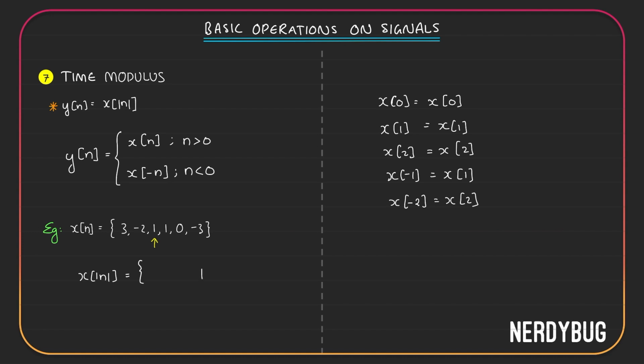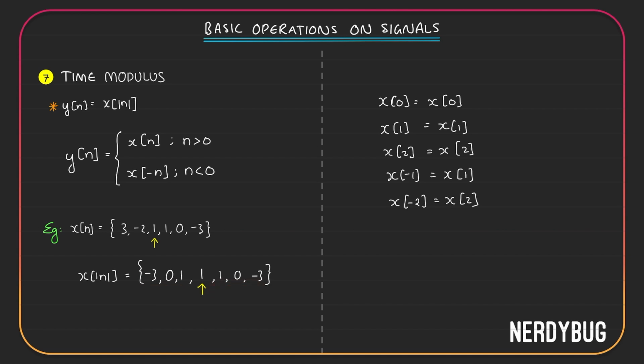Write the signal. We have 1 at the middle. On the right hand side, we have exactly the same. So 1, 0, minus 3. Now x of minus 1 will be x of 1. That is 1. x of minus 2 will be x of 2, so it is 0. x of minus 3 will be x of 3, that is minus 3. Whatever we have here is exactly what we have here.